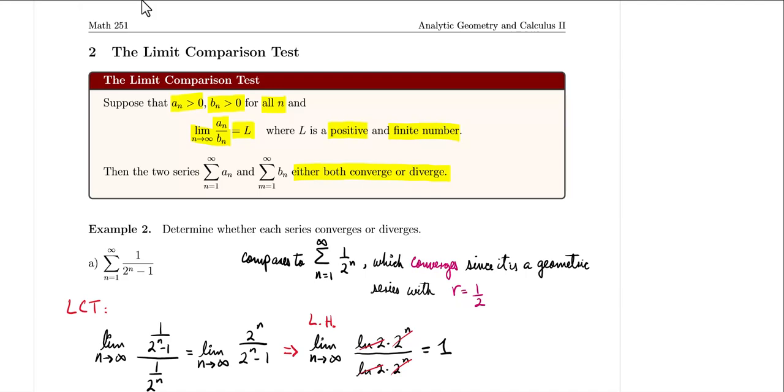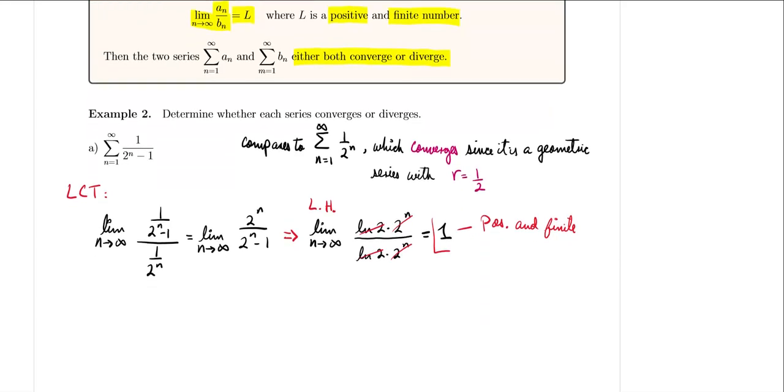Now, is this a good value to get? Well, this one here is positive and finite, so it works. That means that the limit comparison test is telling us that either both series will converge or both diverge. But since the comparison series was converging here, we know that by the limit comparison test, our original series, as n goes from 1 to infinity of 1 over 2 to the n minus 1, also converges.